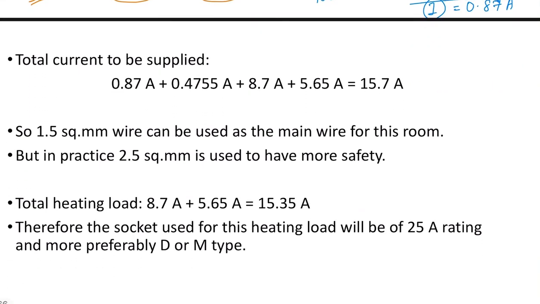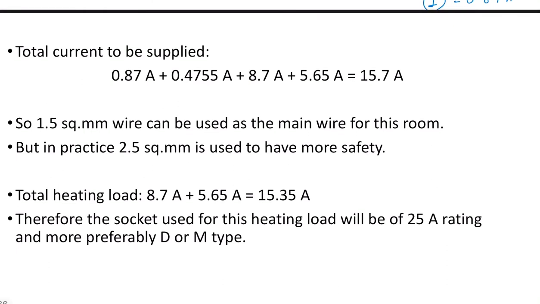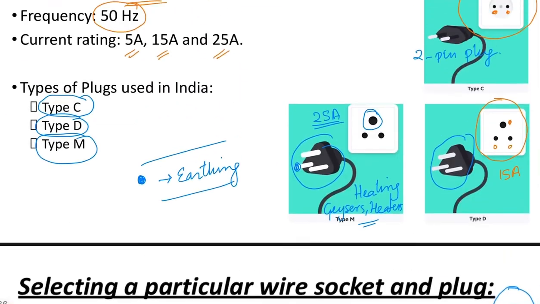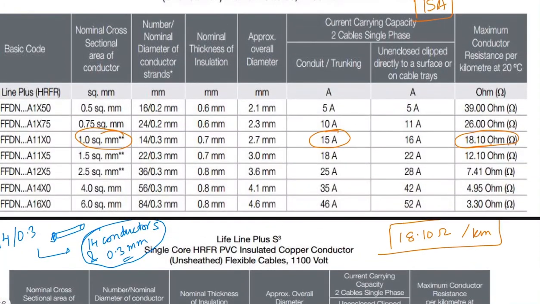So the total current to be supplied by the source is equal to the sum of the currents. It's 0.87 plus 0.4755 plus 8.7 plus 5.65. So the total comes out to be around 15.7 amperes. This is based on the assumption that all of these devices are simultaneously connected to the supply. So what you can do is go to the table here.